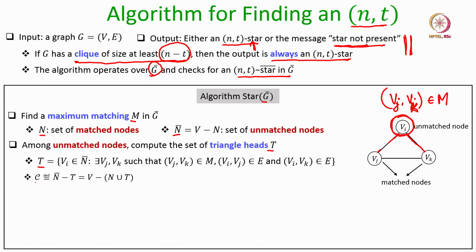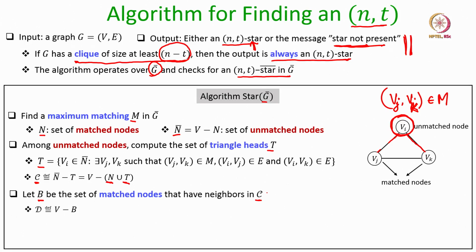Now, we set our C set to be the set of all nodes except the matched nodes and the triangle heads. That means, you ignore the matched nodes and the triangle heads, and all the remaining nodes you include in your set C. And now, let B be the set of matched nodes that have neighbors in C. Once you have computed your set B, you set your set D to be the set V minus B. That means, you exclude all the nodes of the set B.